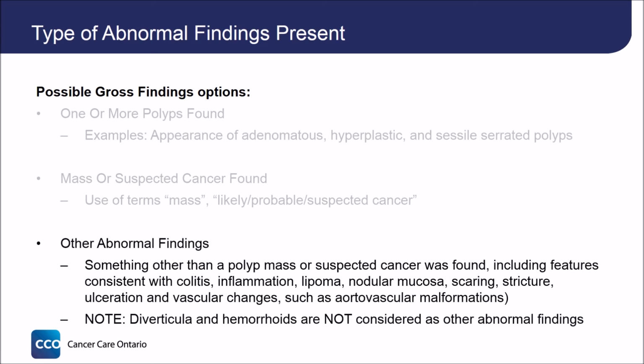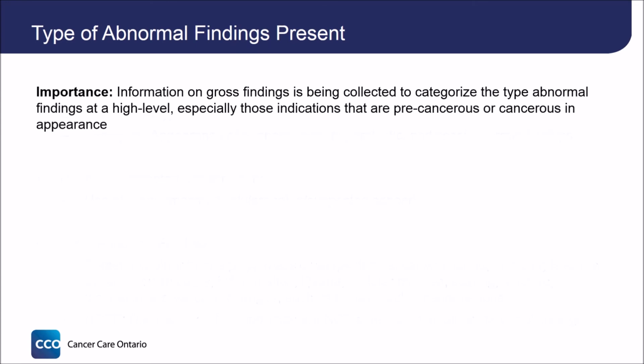Other abnormal findings. This data element should be reported if something other than a polyp, mass, or suspected cancer was found. For example, findings consistent with colitis, inflammation, lipoma, nodular mucosa, scar, stricture, ulceration, and vascular changes. Diverticula and hemorrhoids are not considered abnormal findings. The importance of collecting this data element is to allow categorization of abnormal findings into those that are precancerous or cancerous and those that are not.